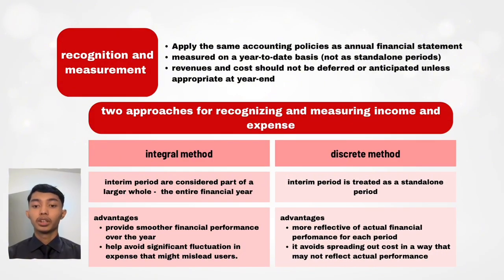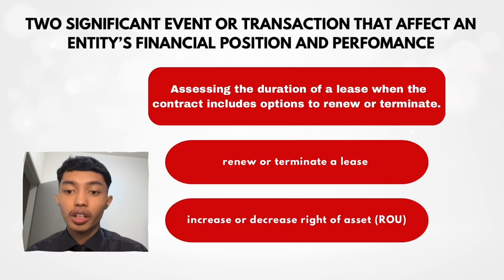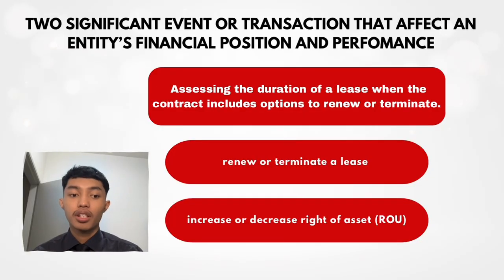The second approach is the discrete method, where each interim period is treated as a standalone period. Advantages of the discrete method: it is more reflective of the actual financial performance for each specific period. It avoids spreading or allocating costs across periods in a way that may not represent the true performance of the quarter.